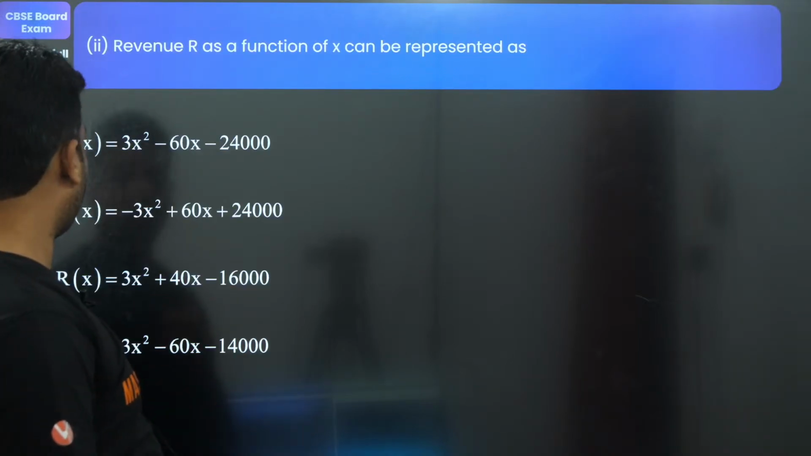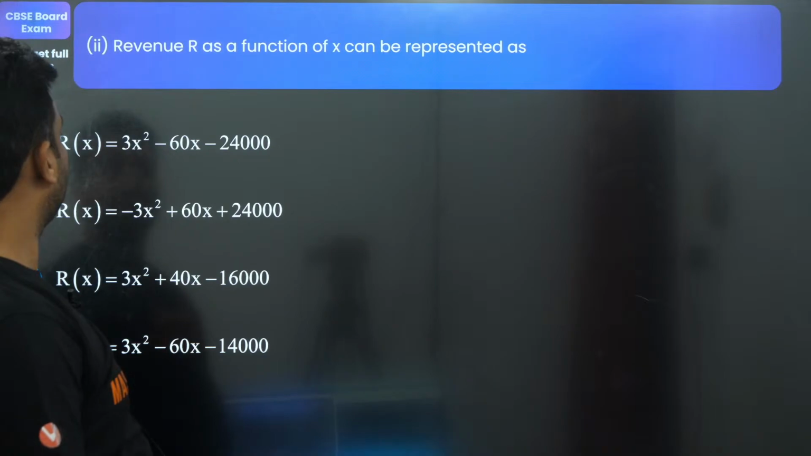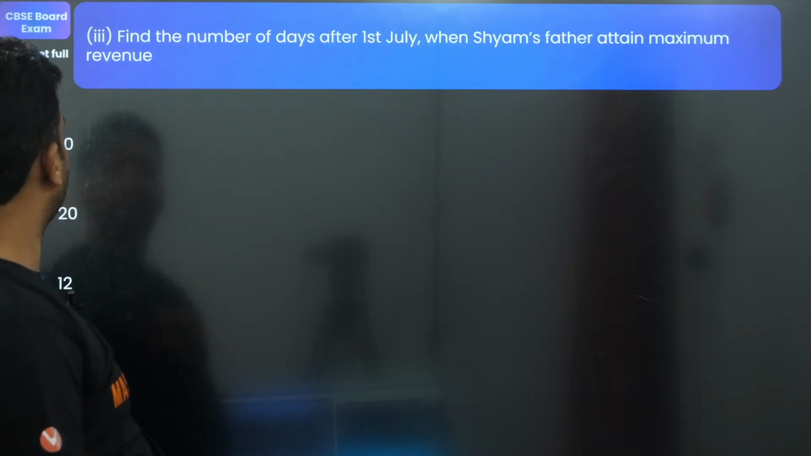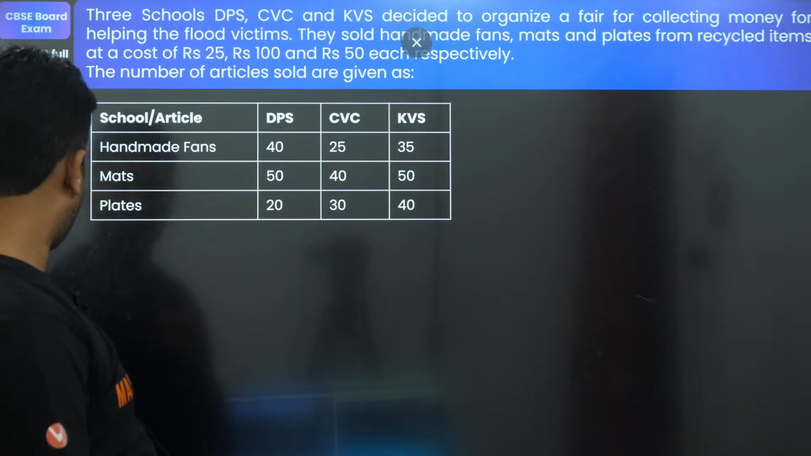This we have already done. Ten days, maximum revenue, everything is done. Let's move ahead.